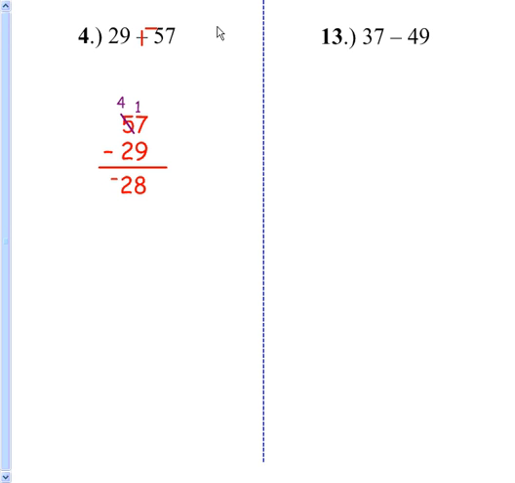And number 13, again, very similar. We have 37 minus 49, and we're going to change that subtraction problem into an addition problem. So now we have 37 plus negative 49. And now we are adding a negative number, 49, and a positive number together. So we can go ahead and take and add those.